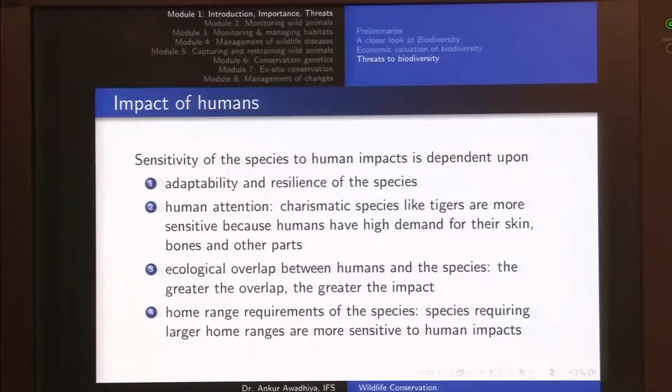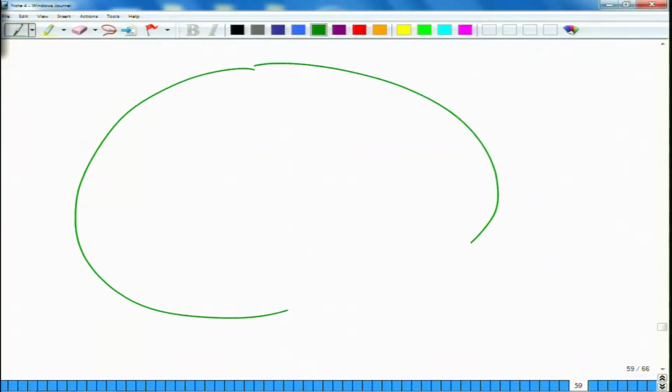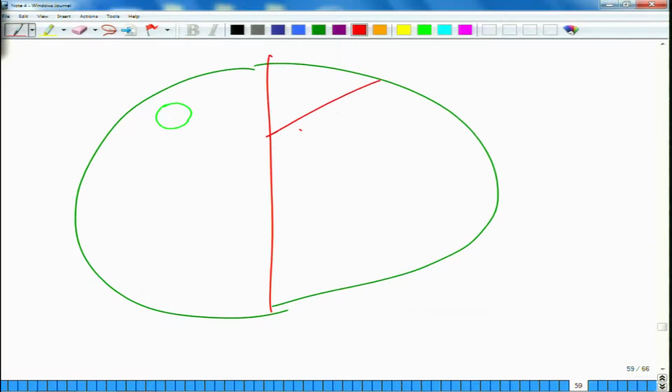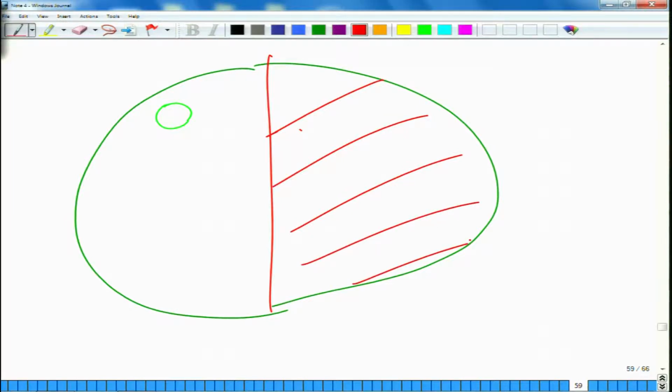Another point is the home range requirements of the species. So, species that require larger home ranges are more sensitive to human impacts, primarily because they require a larger area. So, in this forest, if there is a species that requires the whole of this forest, and if there is some other species that only requires this much patch of the forest, now if half of this forest is converted into grasslands, the first species that required the whole of the area would suffer much greater than the second species that was living in a very small area, because this small patch is still left out.